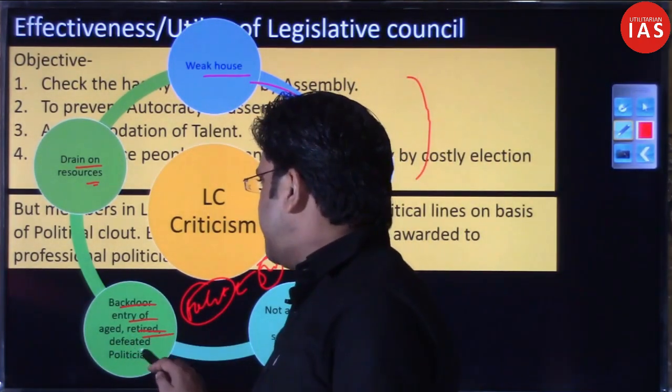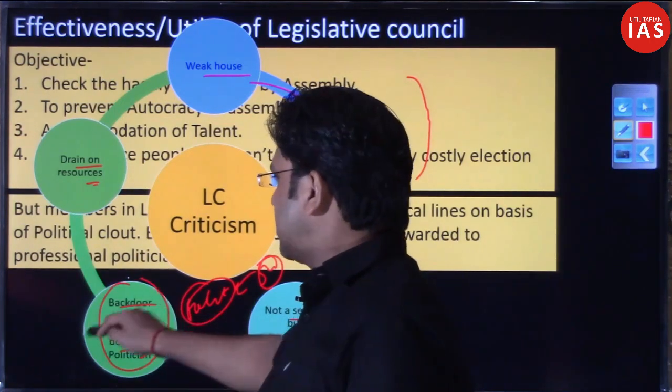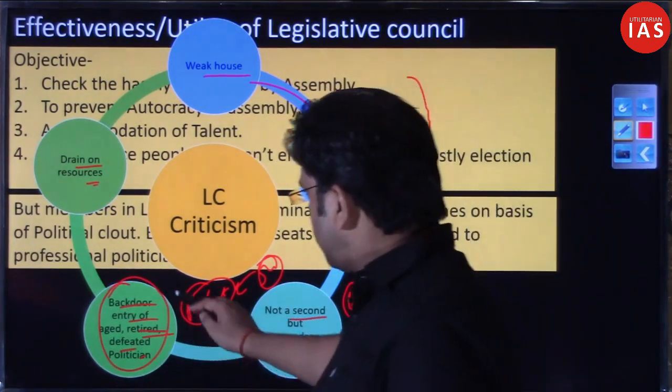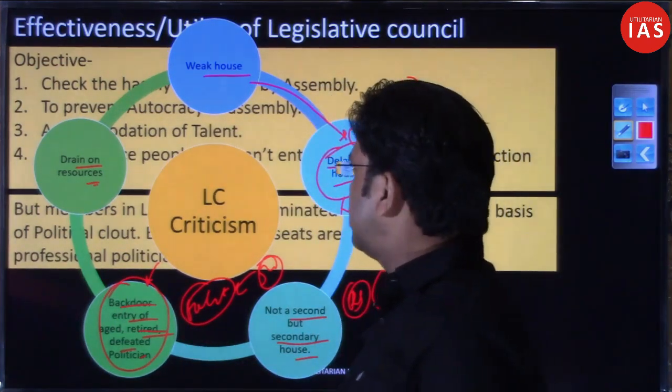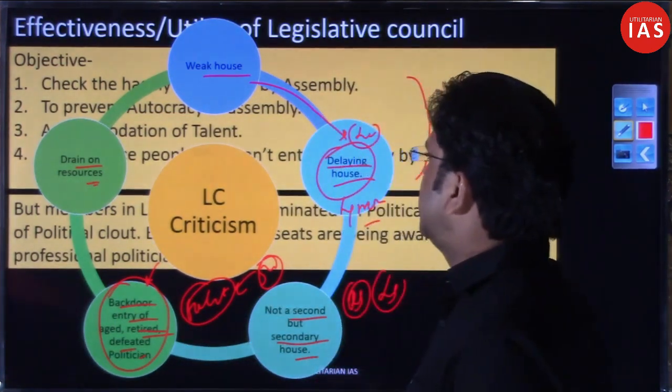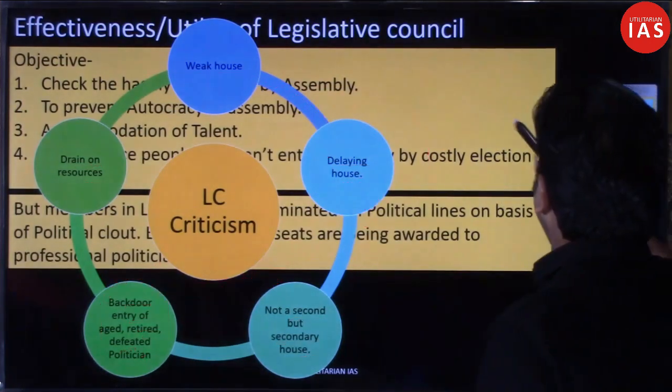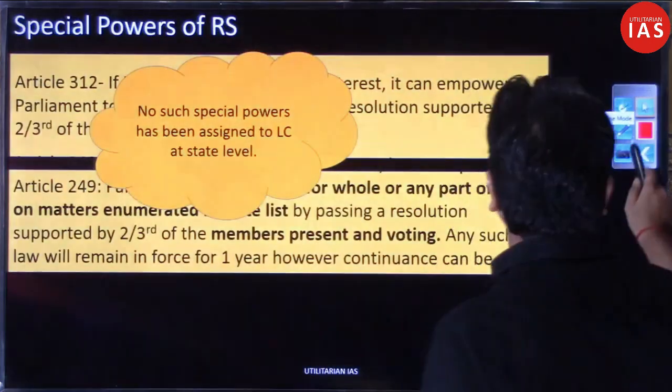So retired, defeated politicians, it gives a place to these kinds of people who are defeated, who are aged, who are retired, on the political line. So this has been the criticism of the legislative council. I hope these points you would have understood.